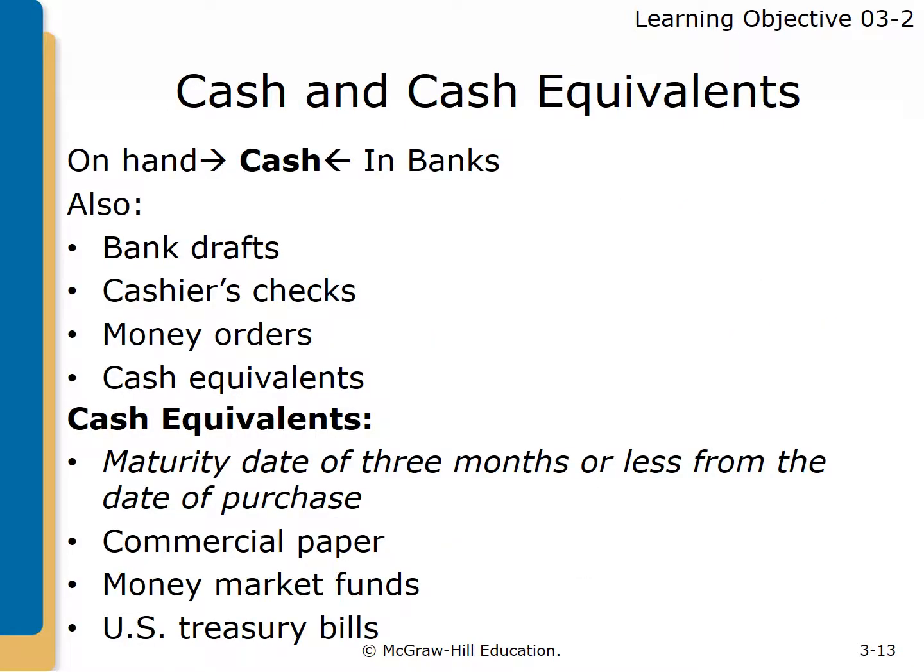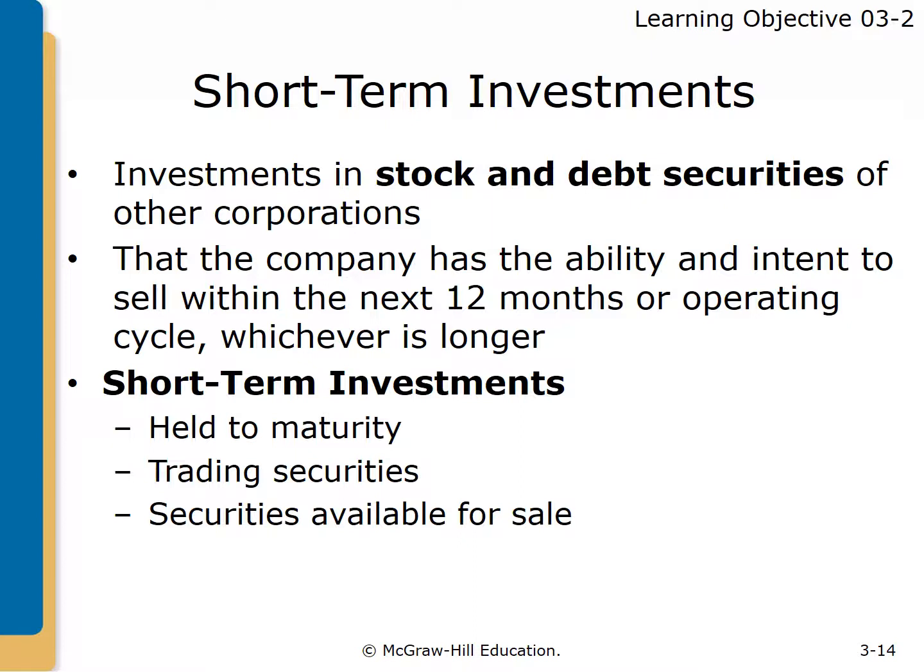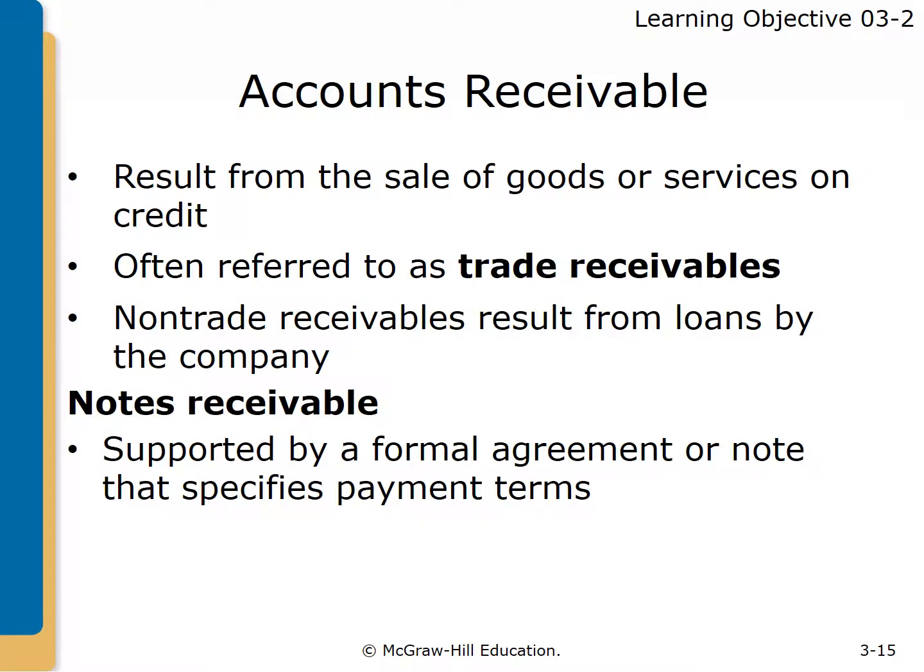Now again, cash and cash equivalents include cashier's checks, money orders, bank drafts, cash equivalents, and we say those are things that will mature within 3 months or less from the date of the purchase. Short-term investments in stocks and debts that you're going to sell within the next 12 months. Accounts receivable result from the sale of goods or services. We often refer to them as trade receivables. Non-trade receivables result from loans by the company, and those are considered notes receivables.